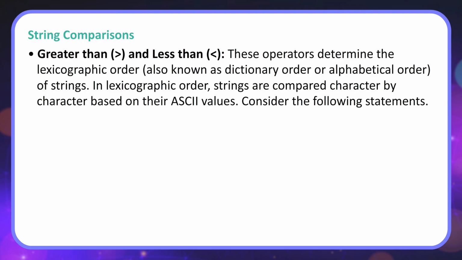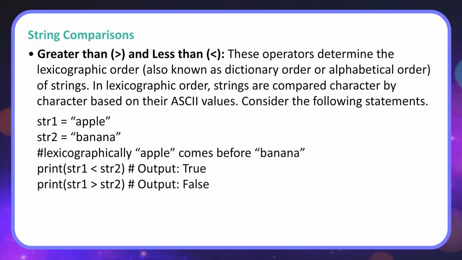In lexicographic order, strings are compared character by character based on their ASCII values. Consider the following statements. str1 equals 'apple'. str2 equals 'banana'. Lexicographically, apple comes before banana. Print str1 < str2. Output, True.